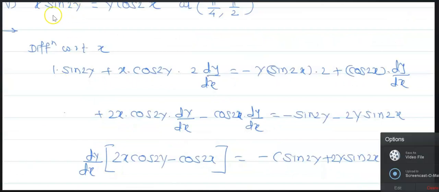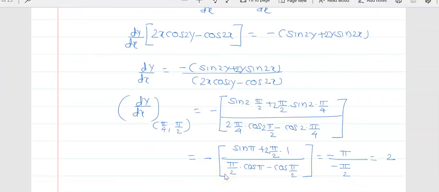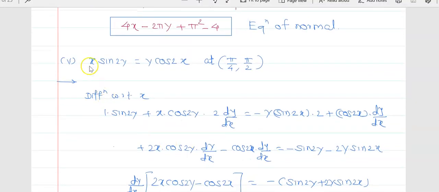It is here, that is x into sine of 2y. That is 1 into sine of 2y plus x into cos of 2y. We will apply here the product rule. Let's see this here also. That x into sine of 2y, derivative of x is 1, sine of 2y plus x into derivative of sine of 2y, which is cos of 2y, into derivative of 2y, that is into 2 into dy by dx.